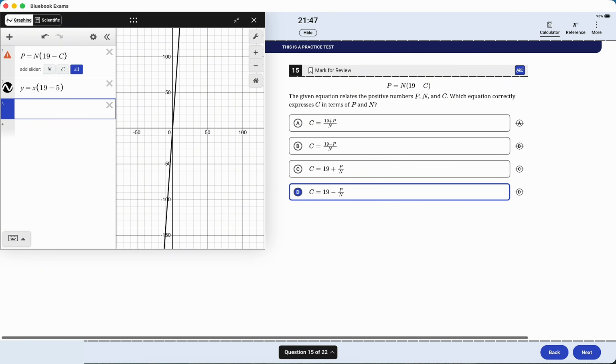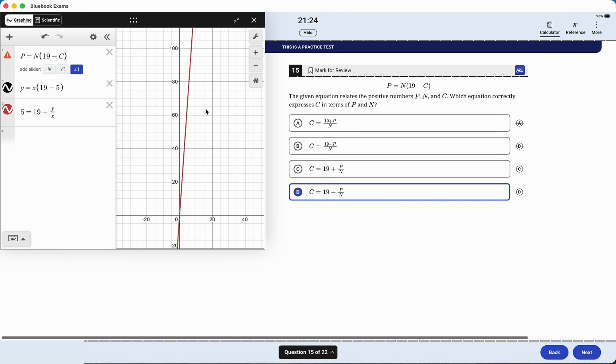So if I enter A, A is C equals, so C was 5, so 5 equals 19 plus P, which was Y, over X. It's going to graph it, and I know that's not correct because it's not the same graph. So we already know what the answer is. It's D. I'm just going to jump down to that one. If I write that instead, 5 equals 19 minus P, which was Y, over X, you see they're the same exact graph, right?